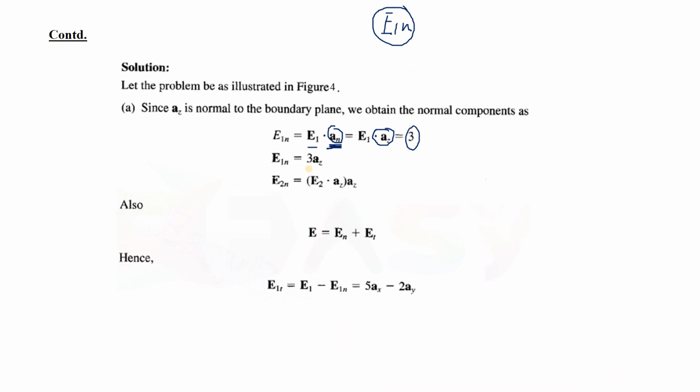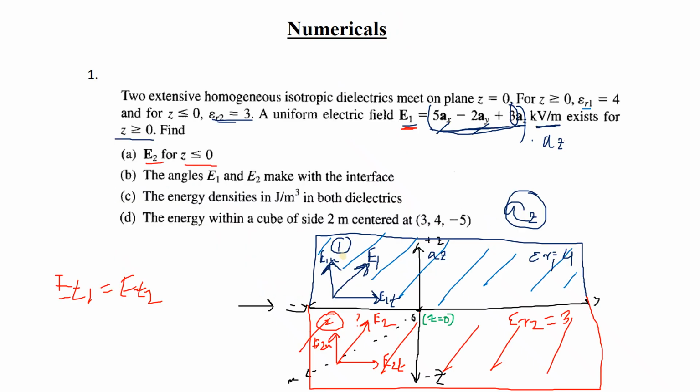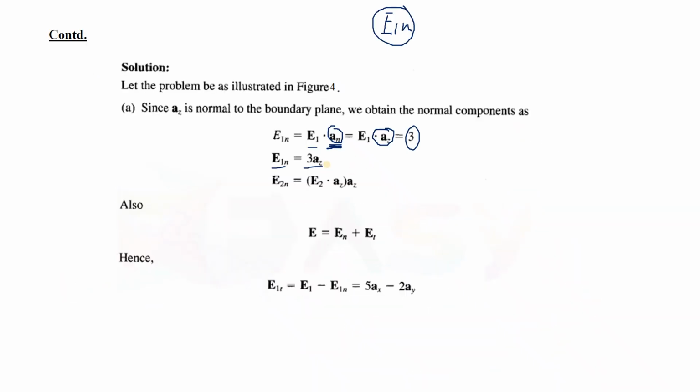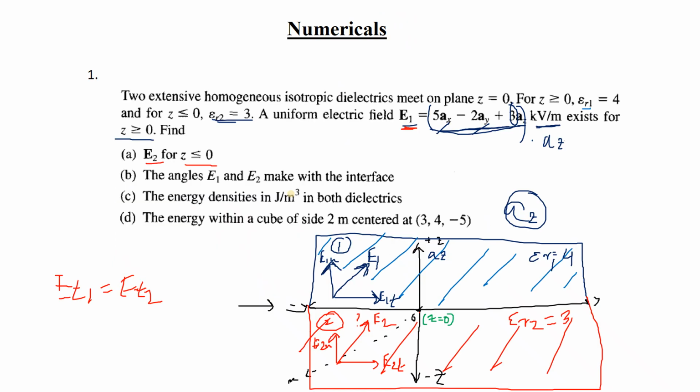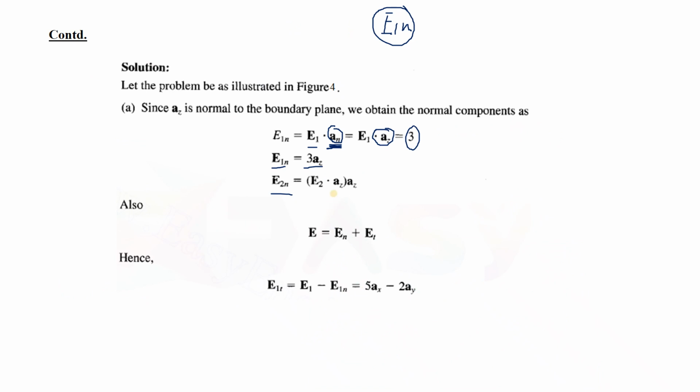So 3 is the normal component. The normal component will be written as E1n equals 3 az, that is 3 unit vector z, because the normal component is a vector, so you have to write the vector also. Similarly for the second medium, the normal component will be E2 dot z, but we don't know the value of E2, so we will not discuss this now.